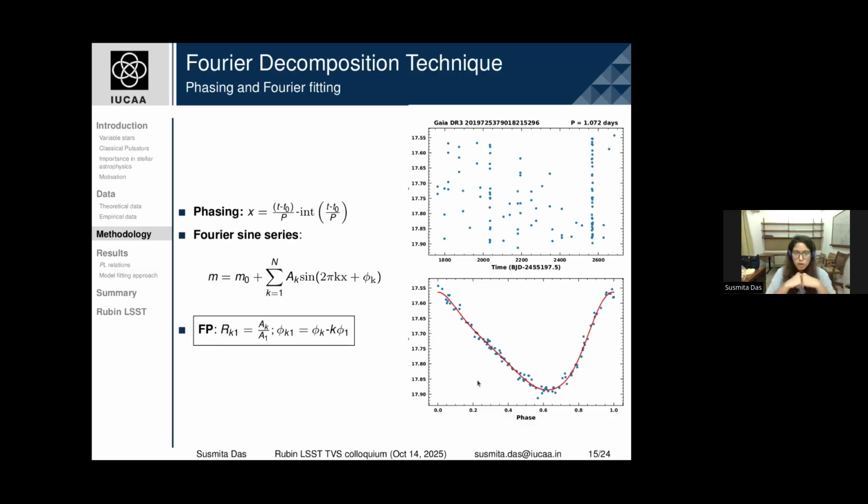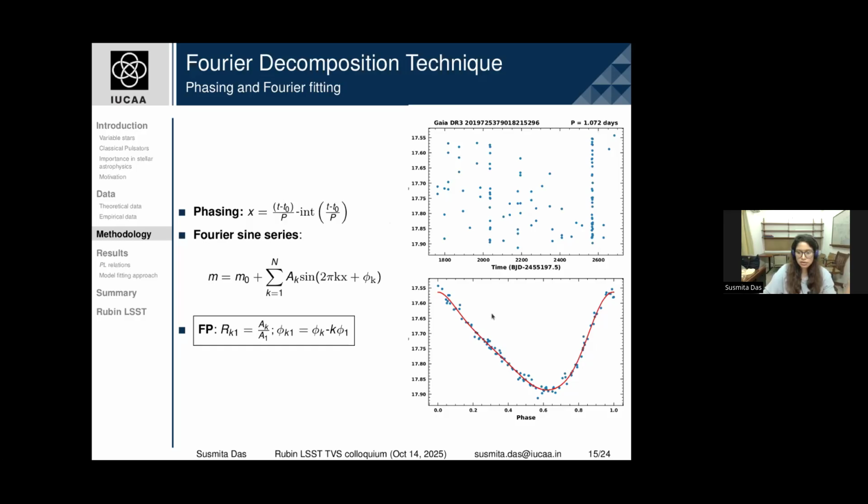Coming to the methodology, this is what we use for both theoretical as well as observed light curves. For observed light curves, of course, there is an additional step where the raw light curve is phased first. Whereas for theoretical light curves, we already have the phased light curves to begin with. So this is how we phase or fold the raw light curve to have the very nice sawtooth light curve structure folded between phases 0 and 1. All of the dots are the observed points.